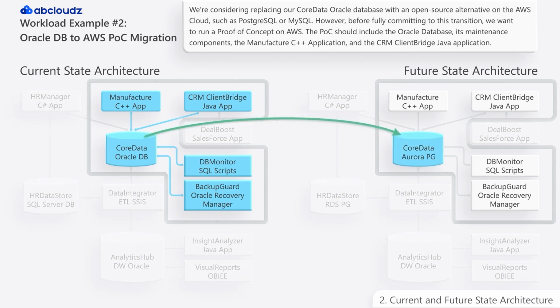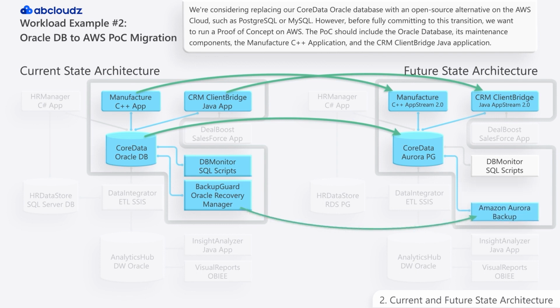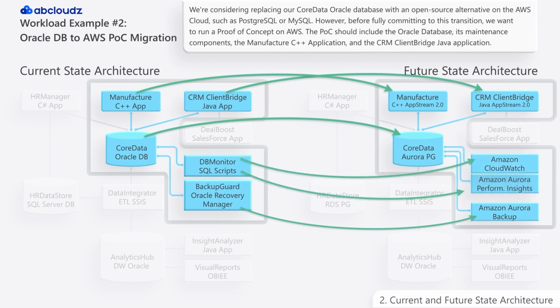To run manufacturer C++ and CRM client bridge Java applications in the AWS Cloud, we propose to take advantage of Amazon AppStream 2.0. The essence of this service is to launch a desktop application in the cloud and interact with it through a browser. As for database maintenance components, we replace Oracle Recovery Manager, which makes scheduled backups, with Amazon Aurora Backup Service. The database performance monitoring implemented in the current architecture with SQL scripts, we recreate with Amazon CloudWatch and with Amazon Aurora Performance Insights.